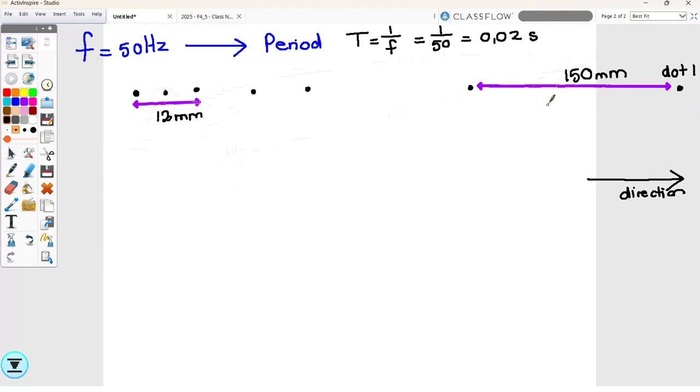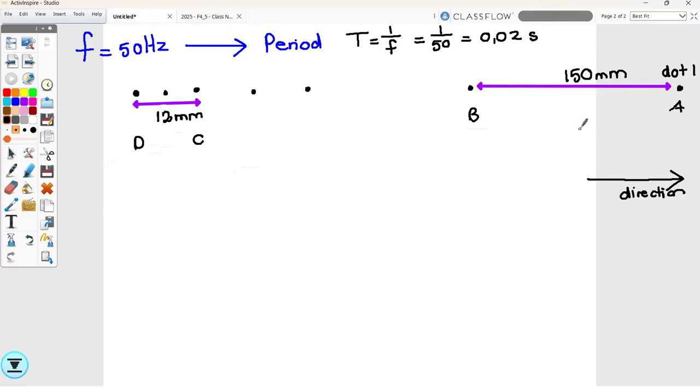Now let's say this is interval A, B, and this is interval C, D. You can label it. If they don't label it, please label it on your diagram. We normally label it because it makes our marking easier.